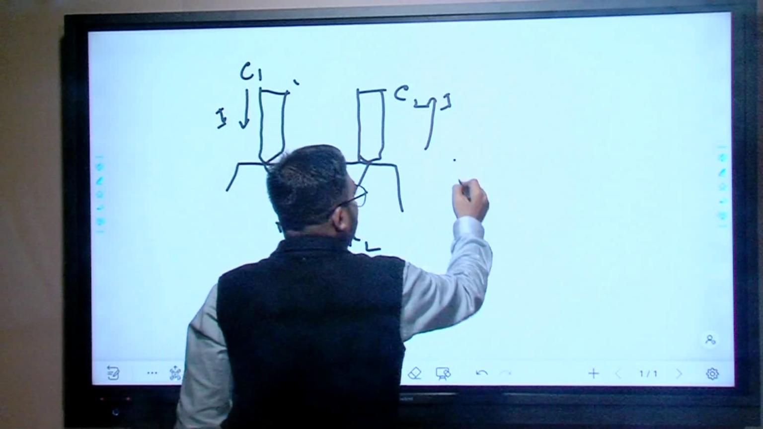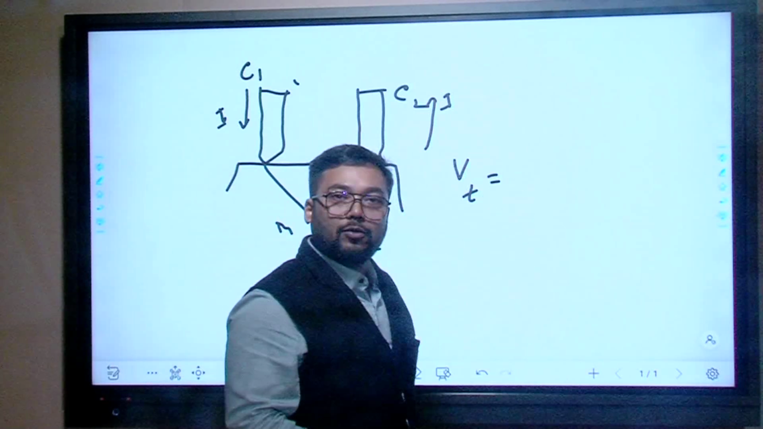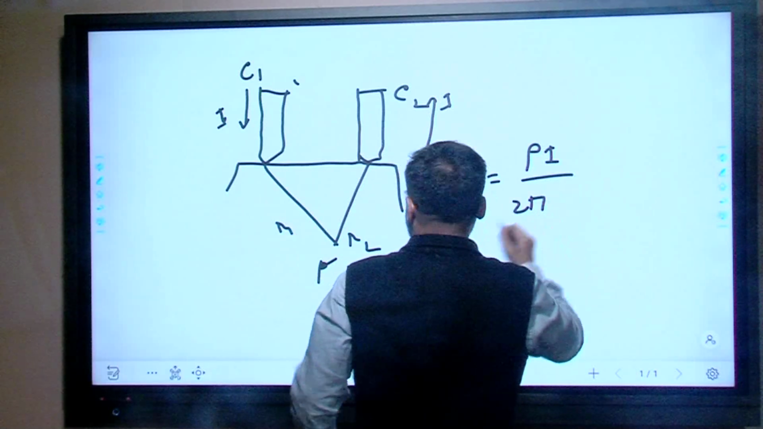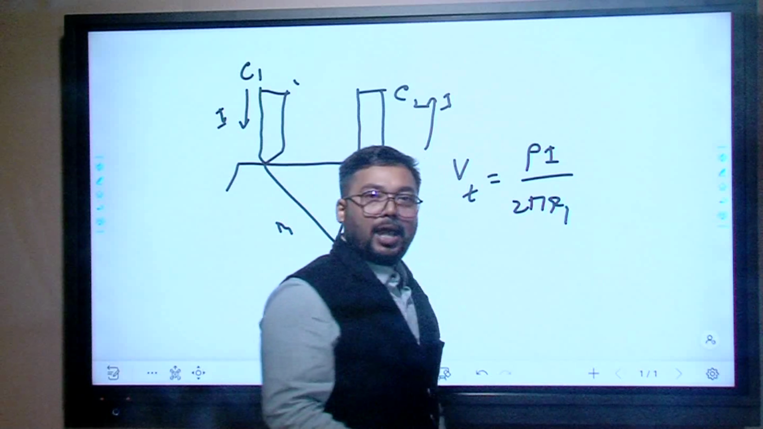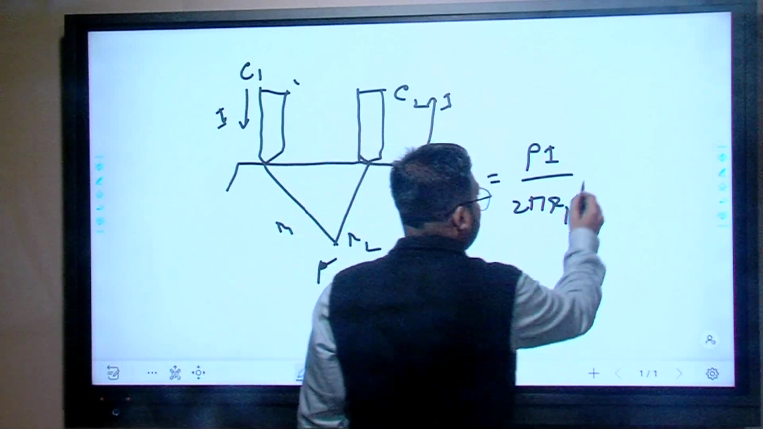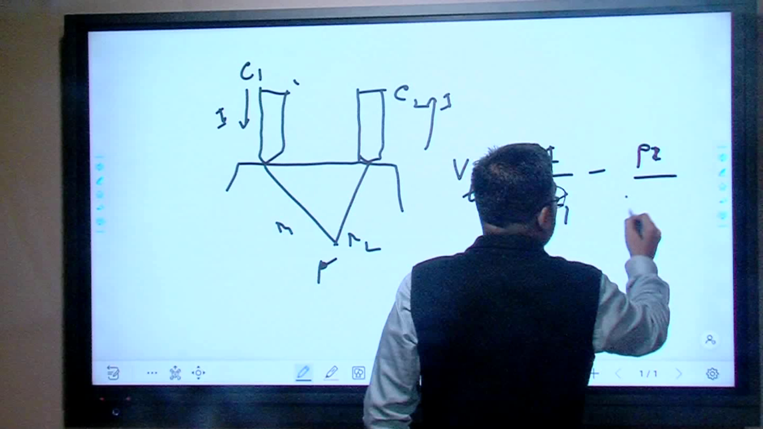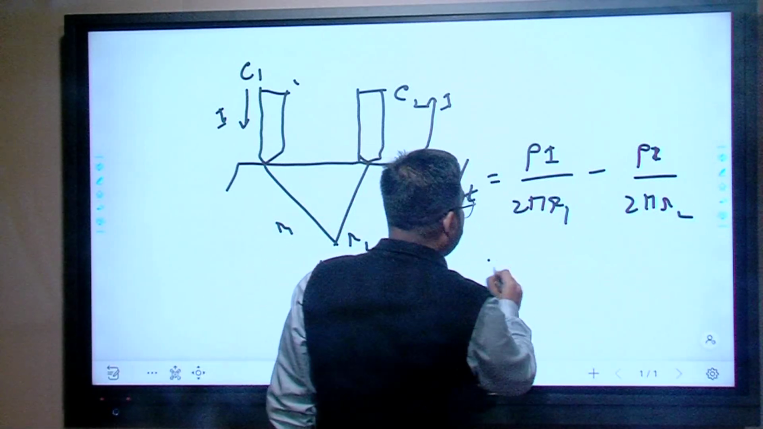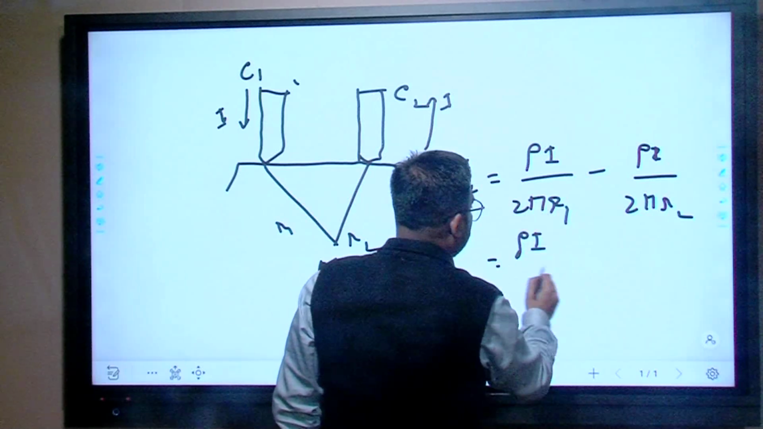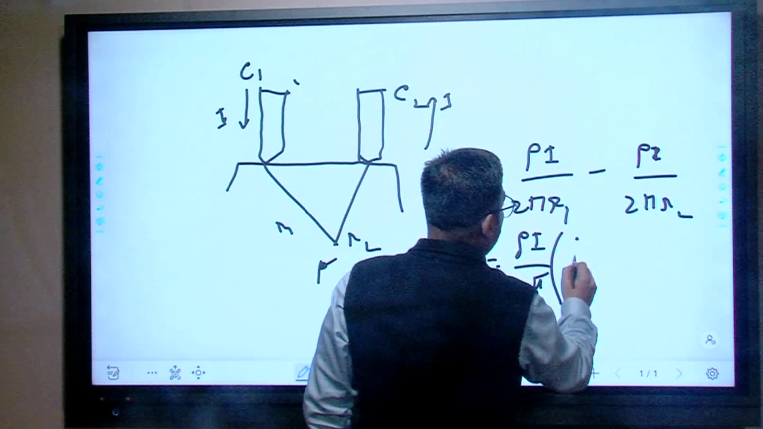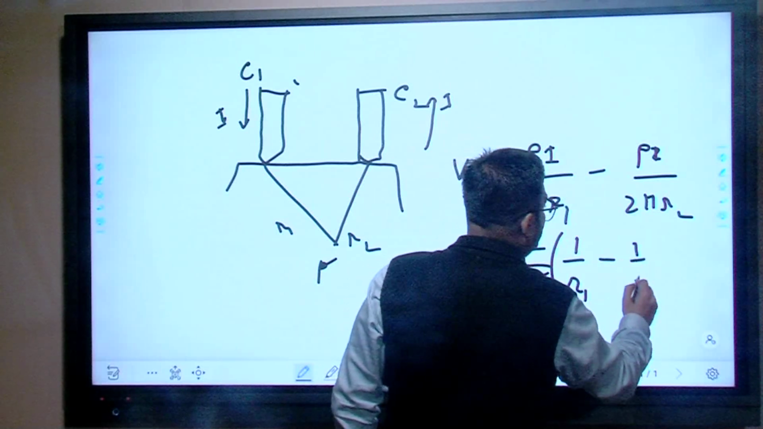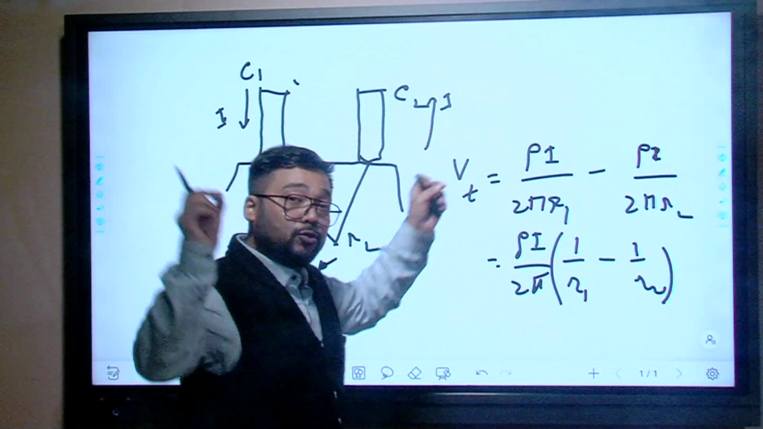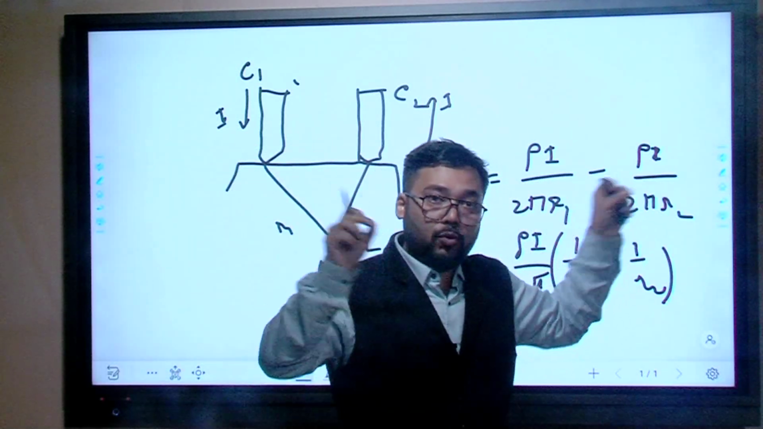So the final V total will be rho I by 2 pi R1, and since the other current is going in the opposite direction, it is minus rho I by 2 pi R2. You can take the constant part, rho I by 2 pi, out, and it will be 1 by R1 minus 1 by R2. So this is the potential at point P because of these two current carrying electrodes C1 and C2.